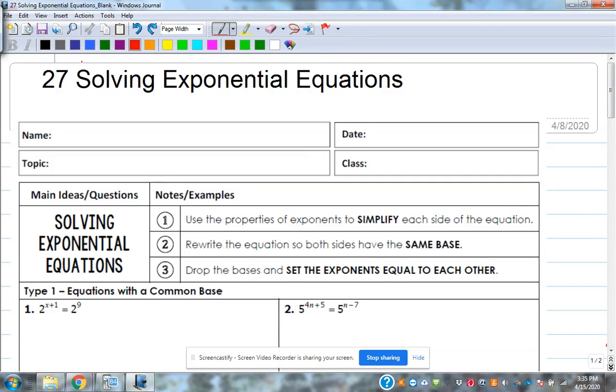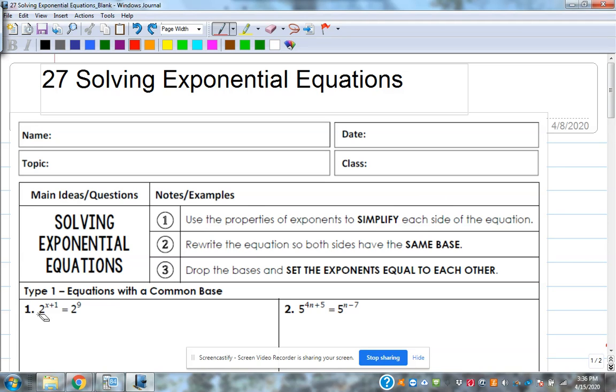All right, guys, we're going to look at solving exponential equations. So we think about exponent rules and things like that. And when we think about these problems, we want to get the bases the same on each side. So we're using properties of exponents to simplify each side. We're going to rewrite each equation where both sides have the same base.